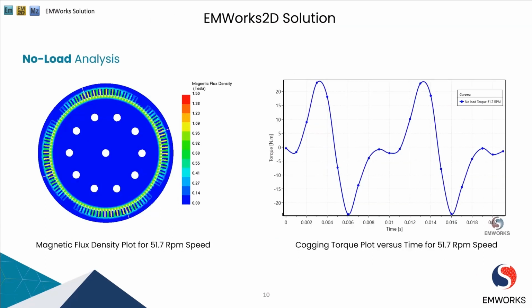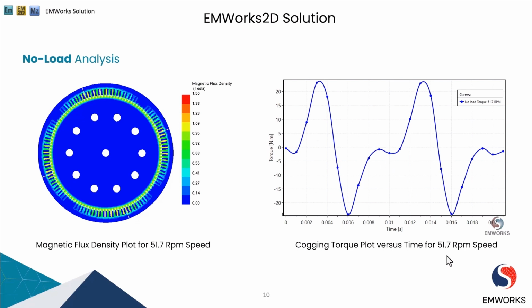So first, let's begin with the no-load analysis. The no-load analysis involves evaluating the system's behavior when no mechanical load is applied. Our first analysis involves plotting the magnetic flux density at a rotational speed of 51.7 rpm. This plot illustrates how the magnetic flux is distributed throughout the system, providing critical insights into the magnetic behavior under no-load conditions.